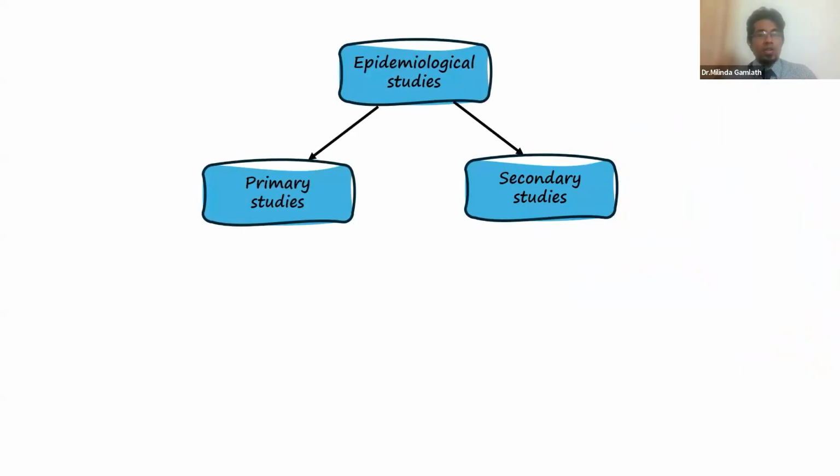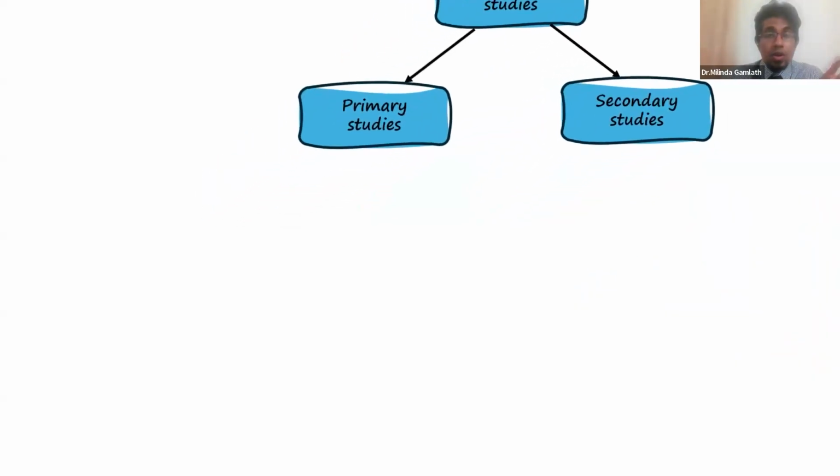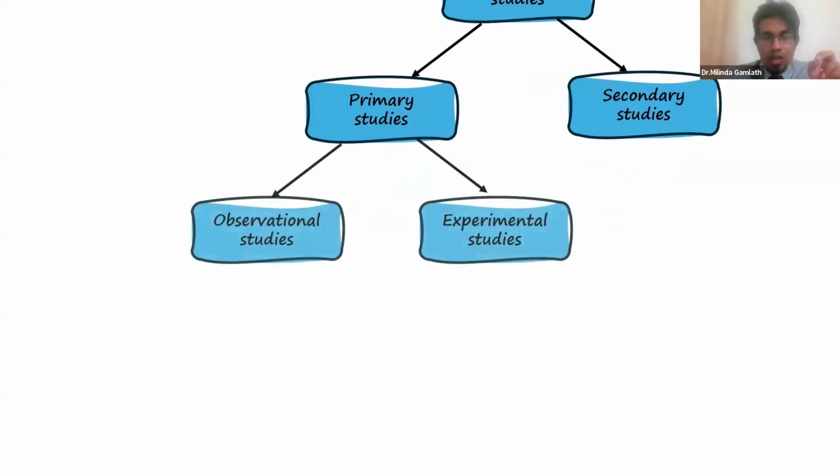So moving on, let's go and look at primary studies. Primary studies in themselves can again be divided into two. These are observational studies and experimental studies.